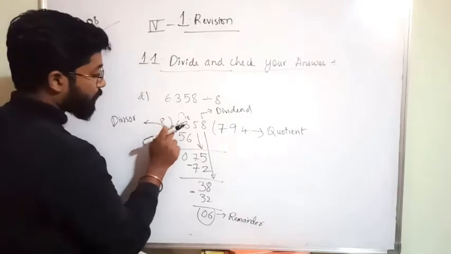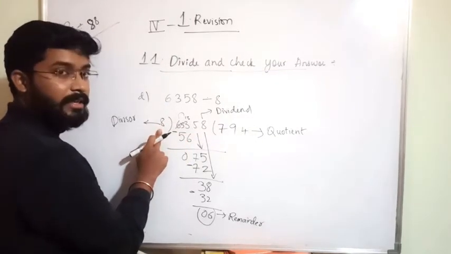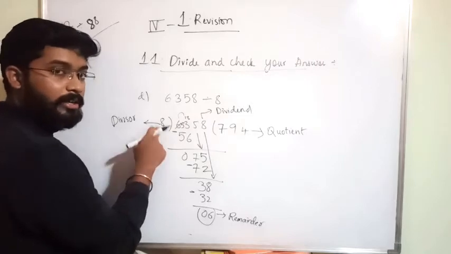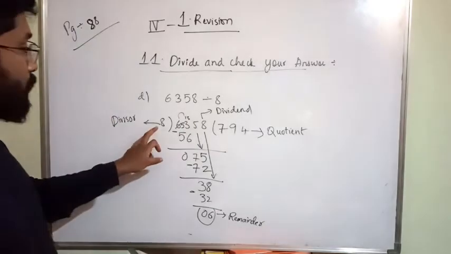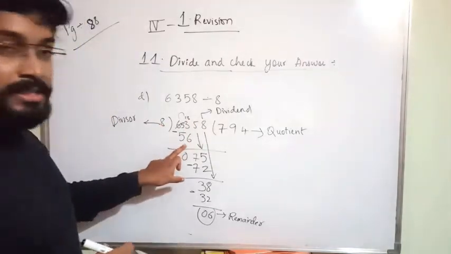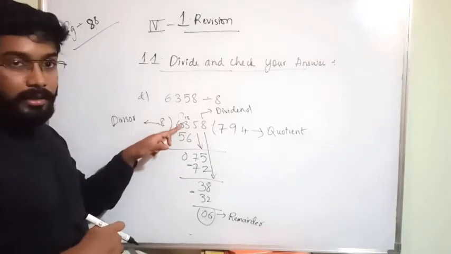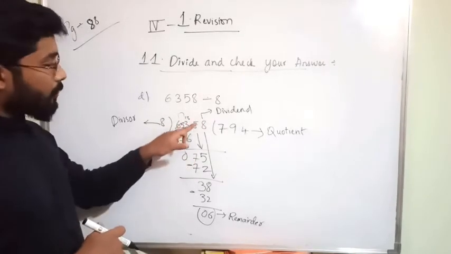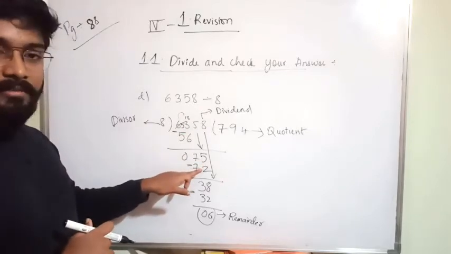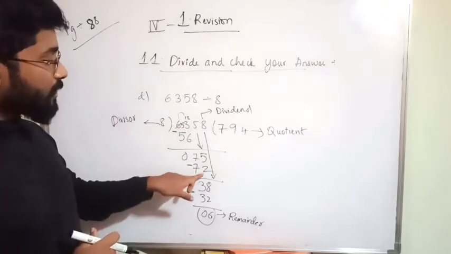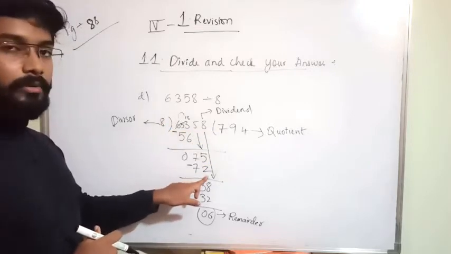Okay, once again I am saying, you have to take 63. So in the 8 table will you get 63? No, but you will get 64. So we should not take the greater number, you should take the lesser number. So 8 7s are 56. This is a lesser number, no? 8 7s are 56. So if you do the subtraction, you will get 7. Again bring down the next digit 5. This number will become 75. So in the 8 table will you get 75? No, but you will get 72. 8 9s are 72. Okay.